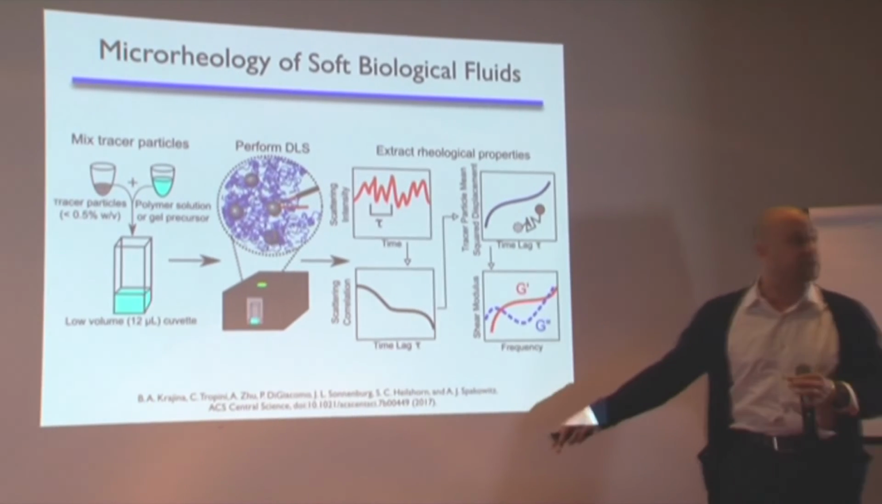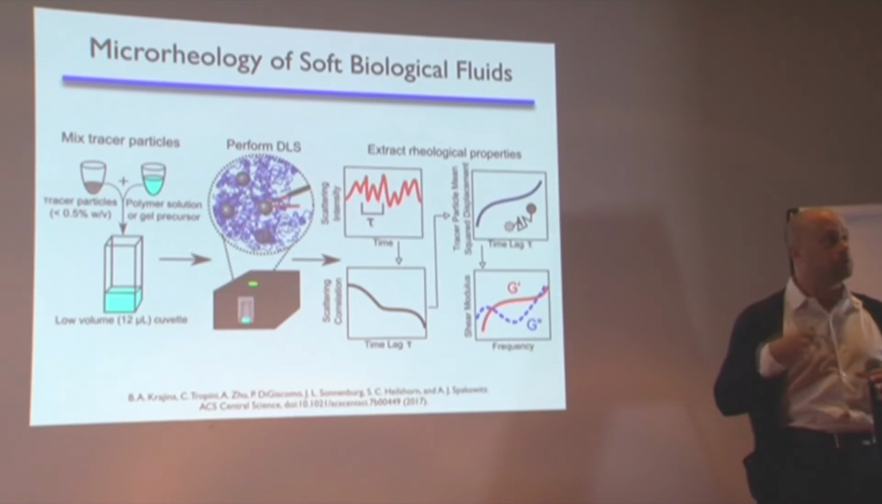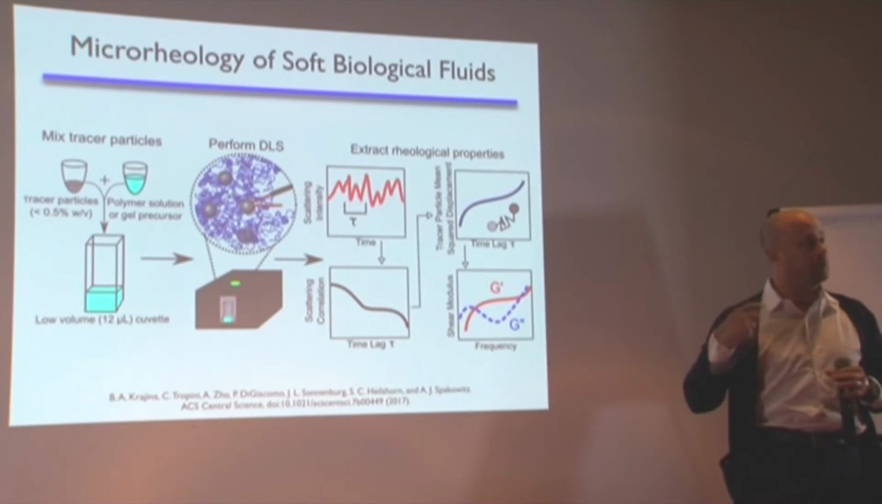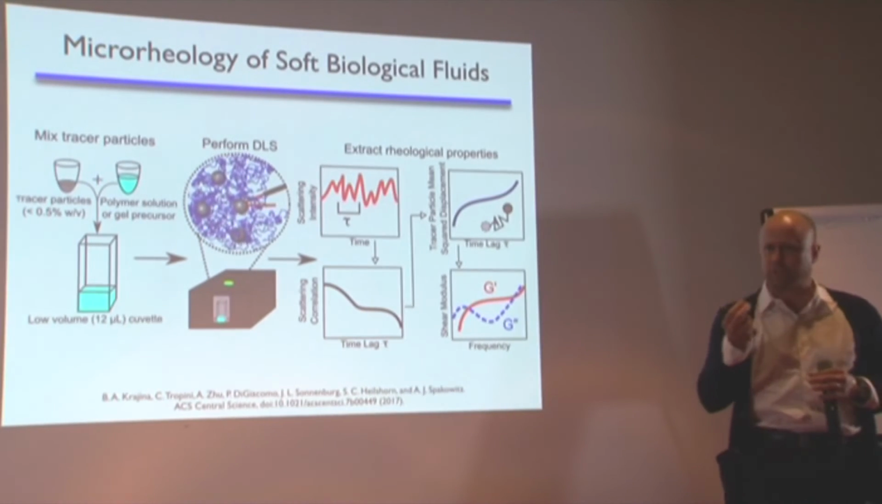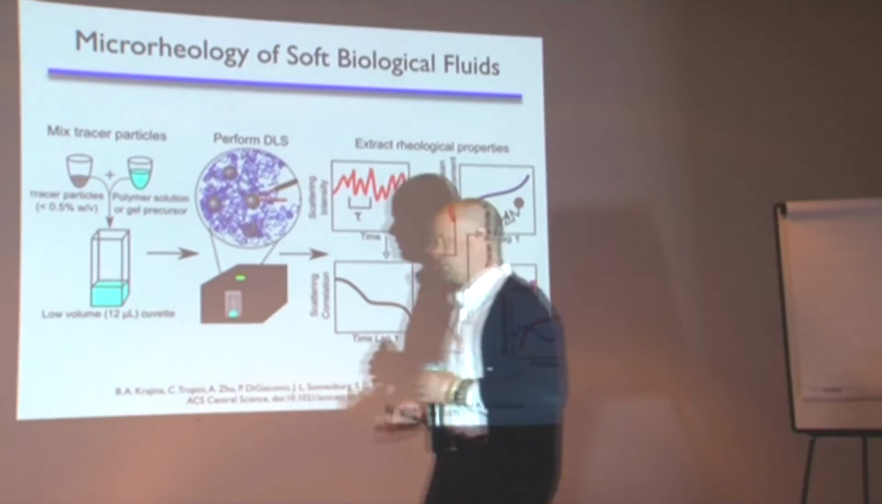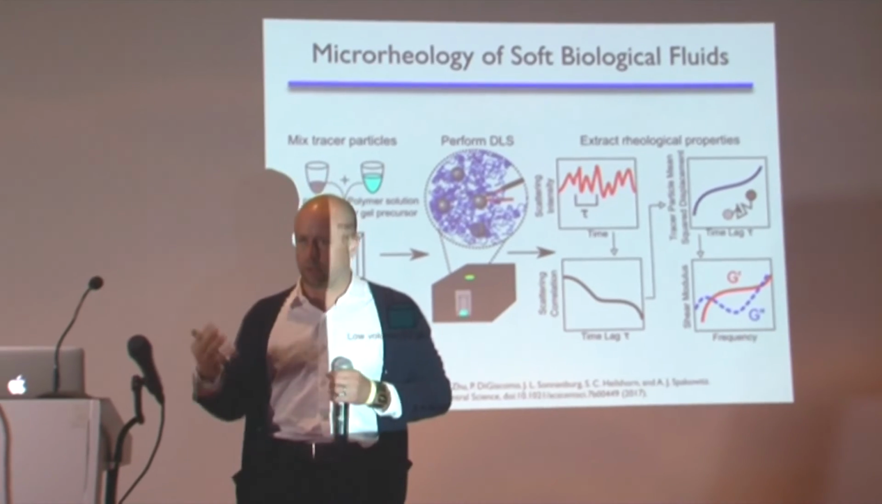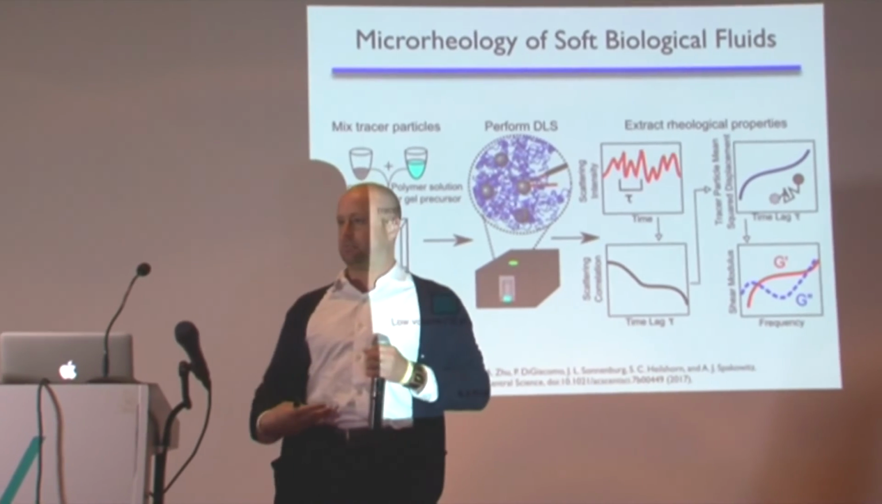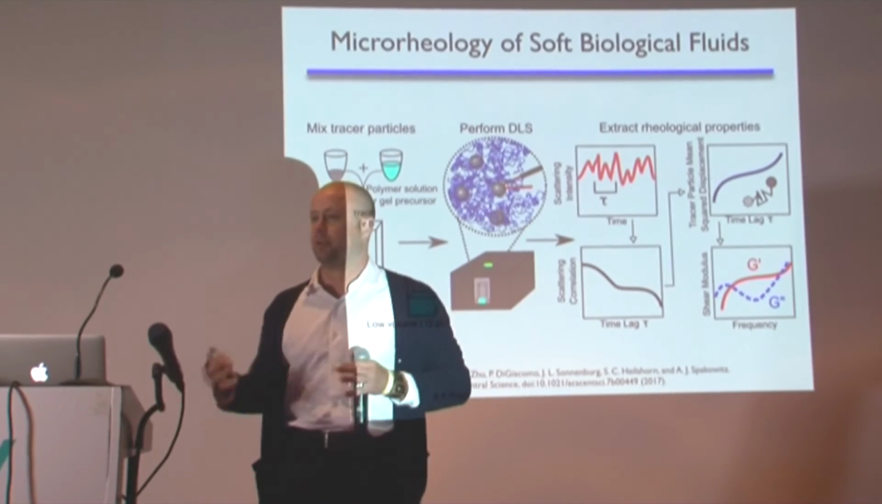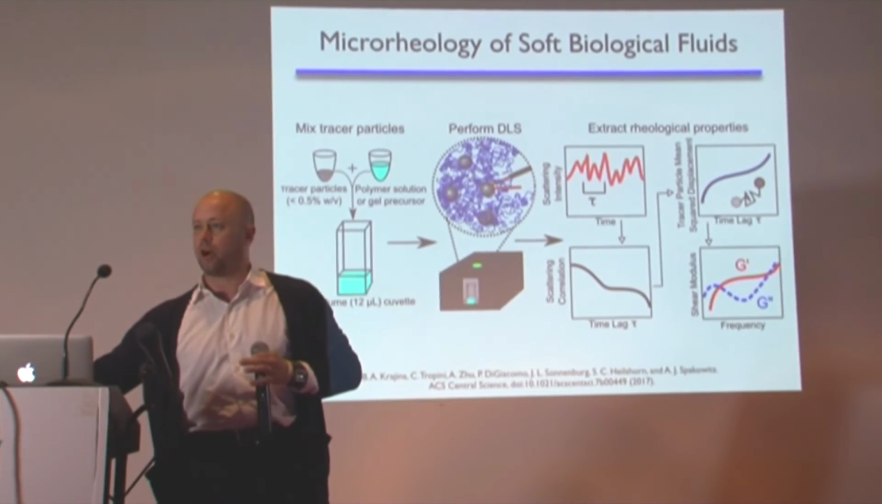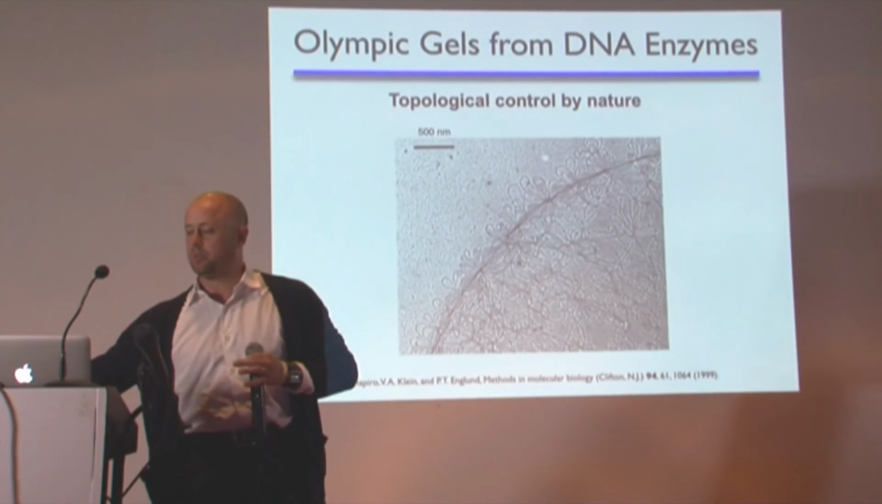We have used dynamic light scattering microrheology in order to describe the rheological properties of extremely small samples of biological fluids. We've done this for sputum samples from cystic fibrosis patients. We've done this for gut mucus. We've done this for a number of different cases. But for our purposes, I'm going to tell you about one which is kind of cool.